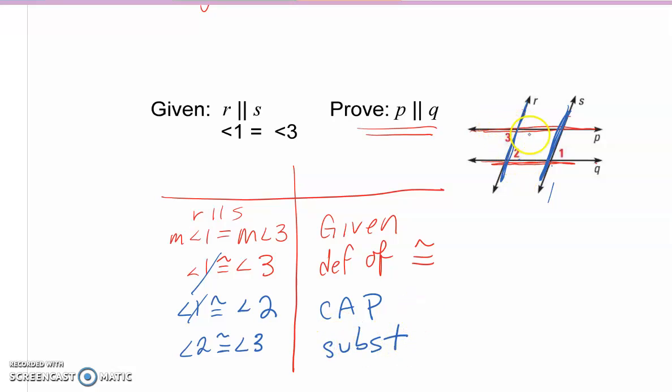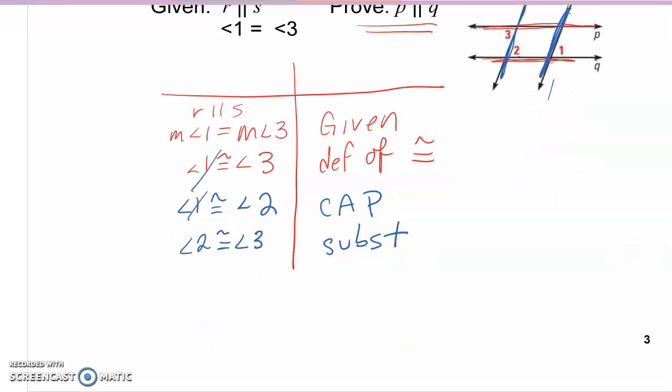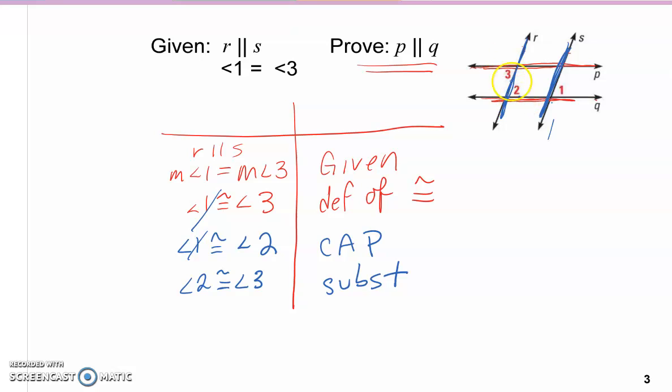And now if I look, angle 2 and 3 are what type? So if I know that 2 and 3 are congruent, then I can say P is parallel to Q because they're what type of angles? Alternate interior angles converse. Good.